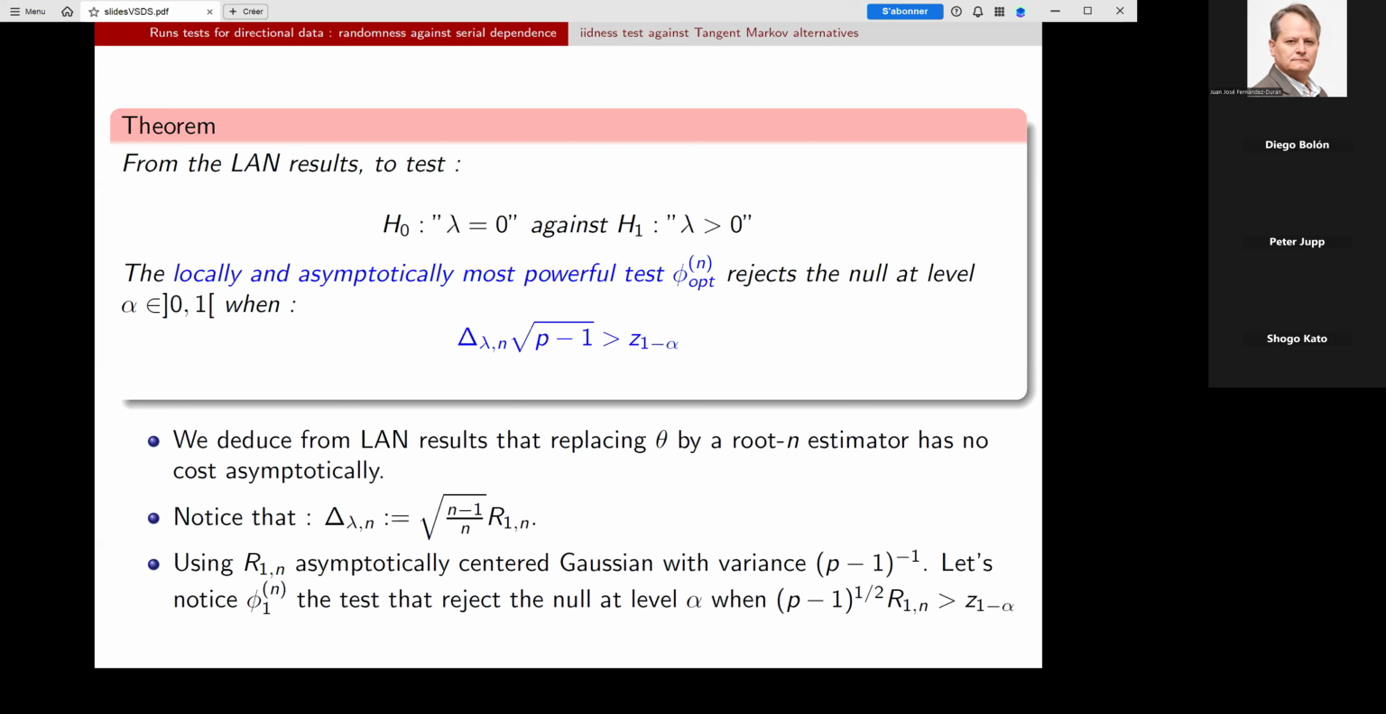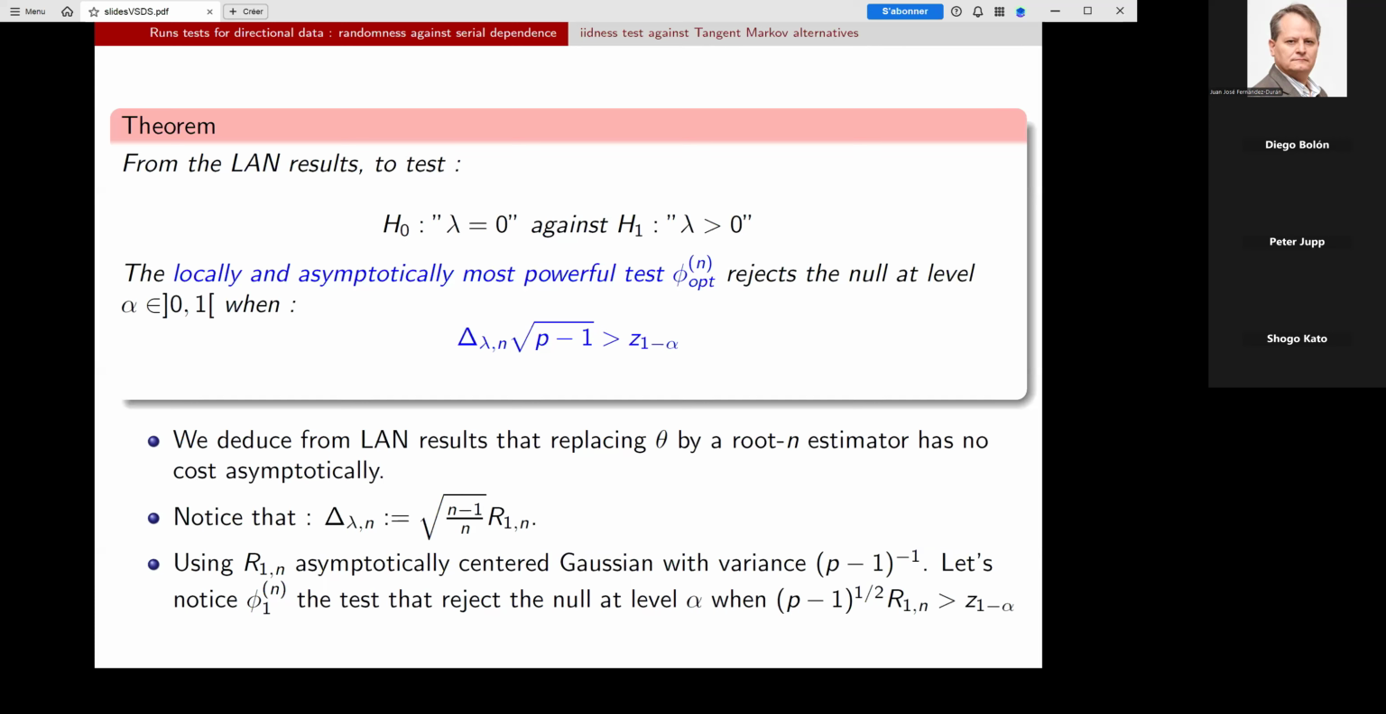As I said, delta lambda n is proportional to the run test that we classically defined at the beginning of this talk. Also, an important thing from this LAN result is that we can replace theta, which can be unknown, by an estimator as long as it's a root n estimator. In this case, there will be no cost asymptotically, and we will show it with the simulation. So we will be able to plot the difference between the classical run test and the optimal test.